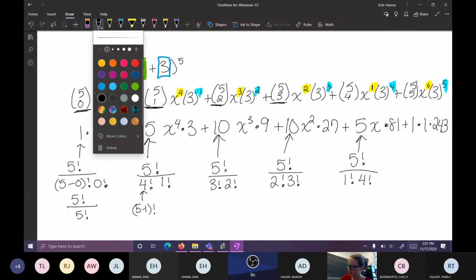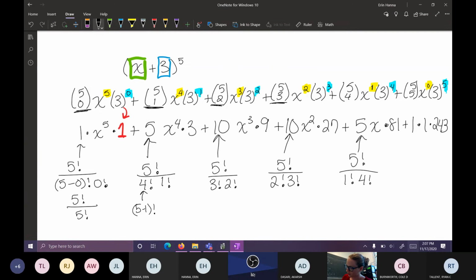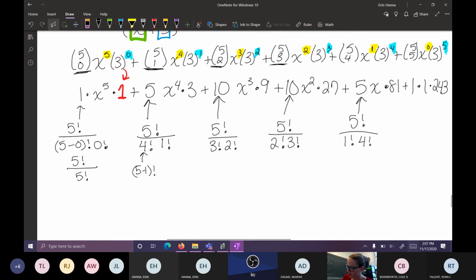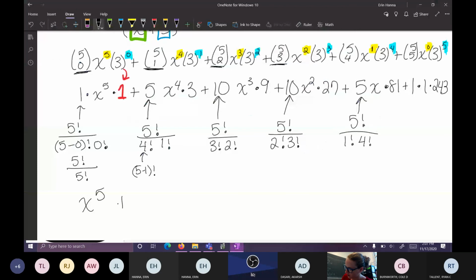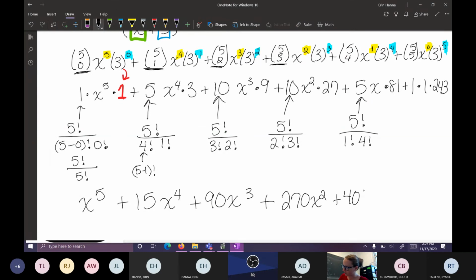So we can reduce this to 1 times x to the 5th times 1, which is x to the 5th. 5 times 3 is 15, x to the 4th. 10 times 9, 90 x cubed. 270 x squared. Whatever the heck 5 times 81 is, 405x plus 243. So if I was going to do one out fully, that's how it would go.